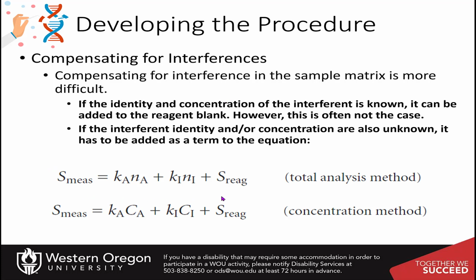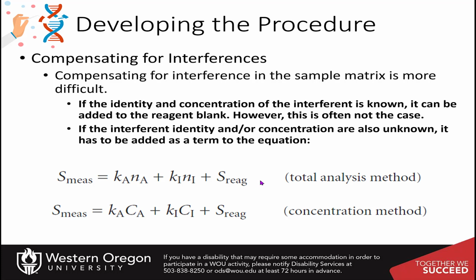So when we're measuring this, the signal that's measured is going to be a combination of all three things, right? It's going to be from the signal of the analyte, so we can put into that equation the proportionality constant for the analyte and the moles of that analyte. And then it's also going to be the sum of the signal coming from the interferent that's in the sample matrix. So we can substitute in the proportionality constant for the interferent and the moles of the interferent, and then the signal that's coming from the reagents.